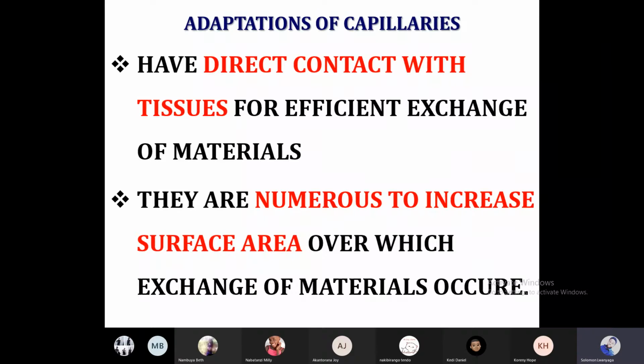Now we know from earlier, in transporting plants where we talked about the root hairs, how our root hairs are adapted to their function. We said they are slender, they are small, they are flexible, they are numerous, and we said all of this is to do two things. First, to reduce diffusion distance and to increase the surface area over which diffusion can take place. The same thing is with the capillaries. They are numerous to increase surface area over which exchange of materials can take place.